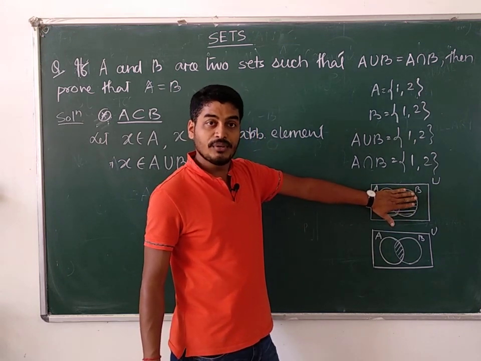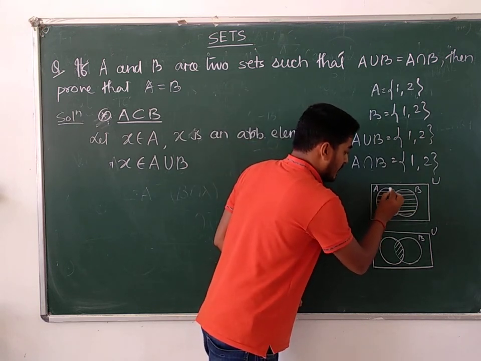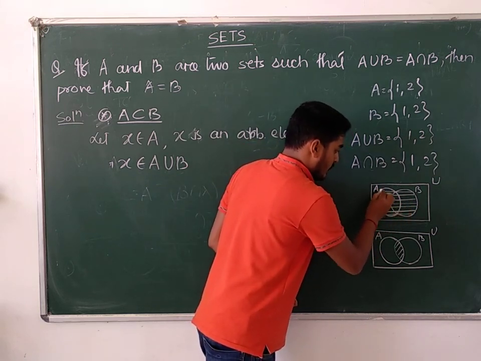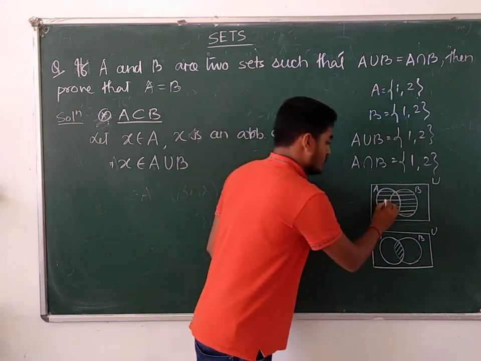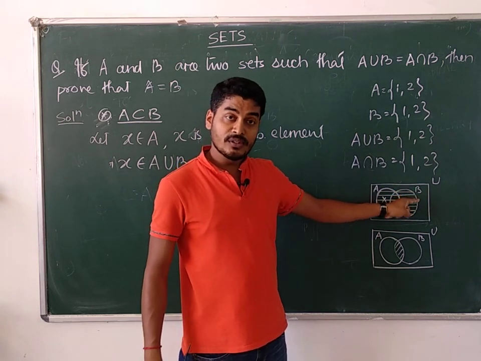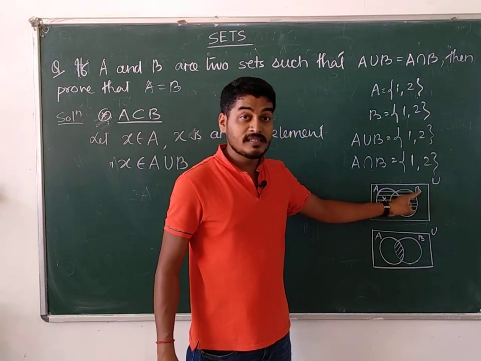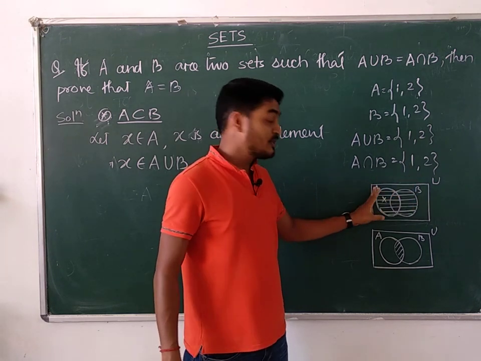A union B represent korise. So whenever we consider an element from the set A, this is the boundary for A. If we consider an element from this boundary, suppose this one is the element, that element is also there in the union. The other set may be B, maybe C, D, E, F, whatever it may be, but A should be there.